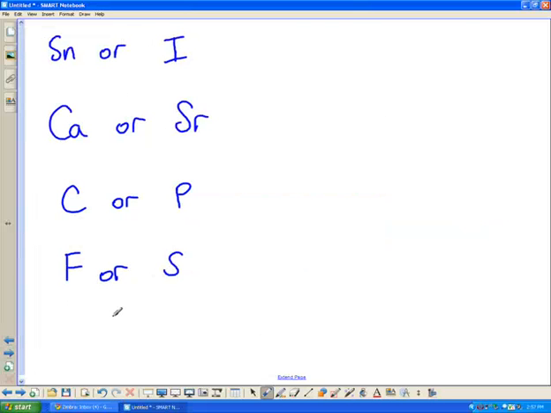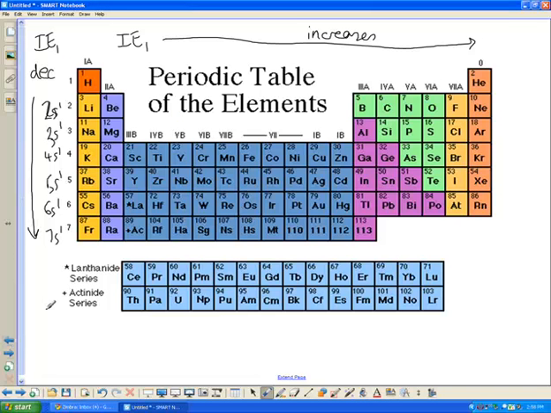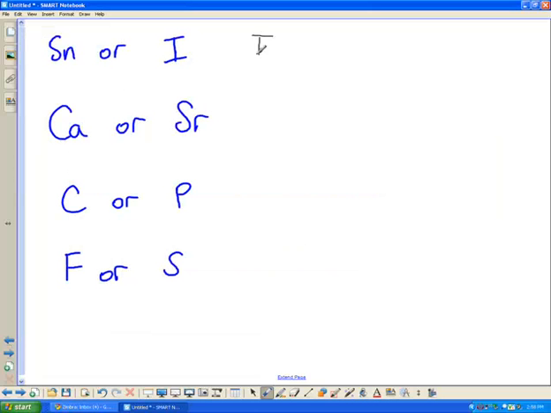So we're going to look at these two, and I'm going to ask us, tin or iodine, which has the higher first ionization energy? Well, let's compare them in the periodic table. There's iodine, there's tin. Ionization energy increases left to right, therefore iodine is going to have a higher first ionization energy than tin.